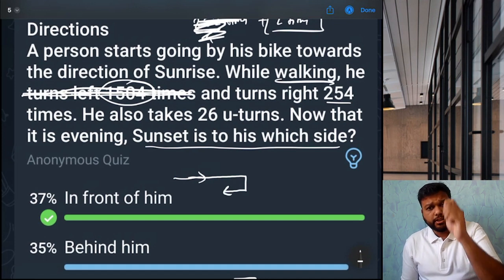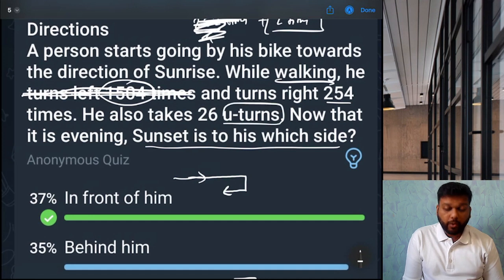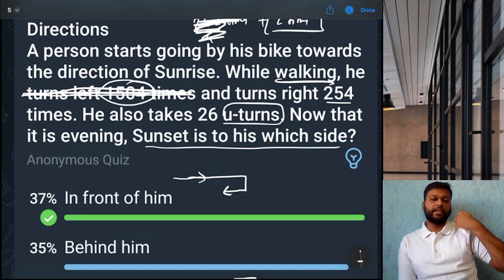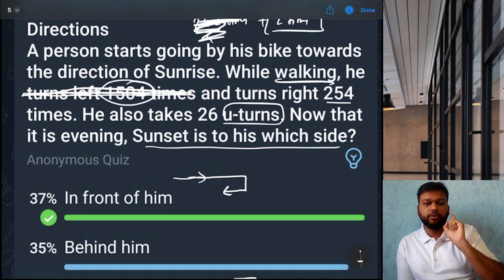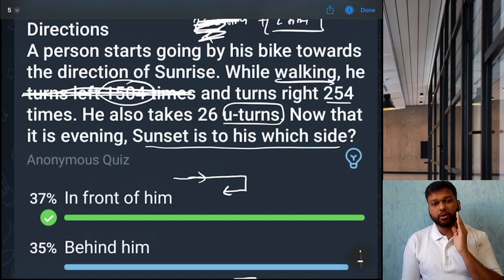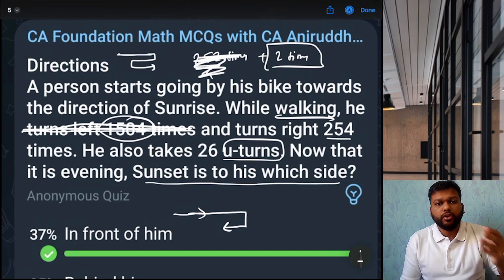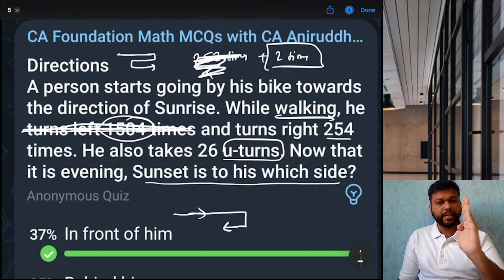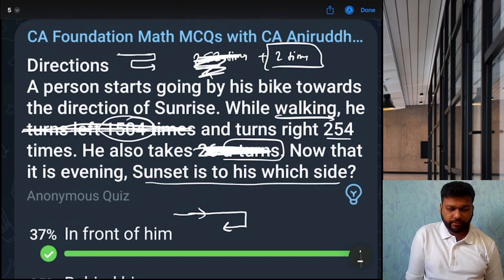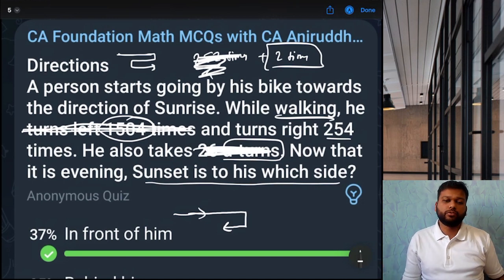He also takes 26 U-turns. Now if you take 1 U-turn, you are going in the opposite direction. If you take U-turn again, you are going in the same direction. So if you take 2 U-turns, you are going in the same direction. See, 1 U-turn, let's say you are going like this, 1 U-turn, other U-turn, you are again going in the same direction. So if you take U-turn 26 times, that means you have done nothing. You are going in the same direction still, right? So let's ignore that also.